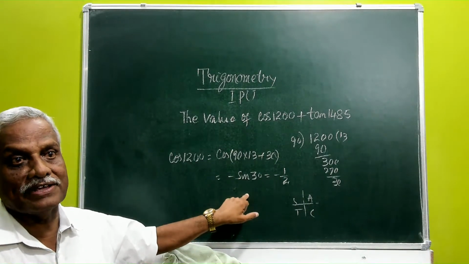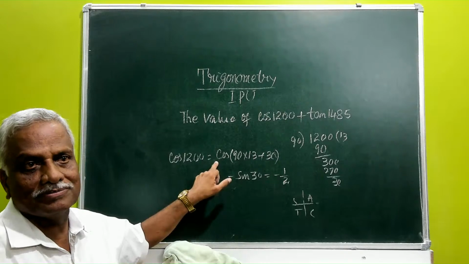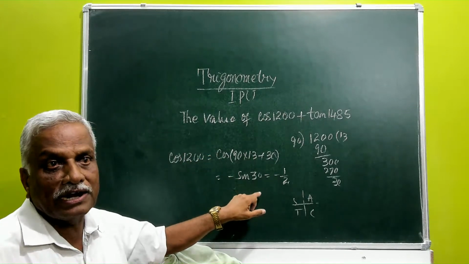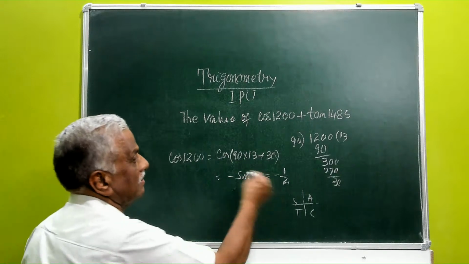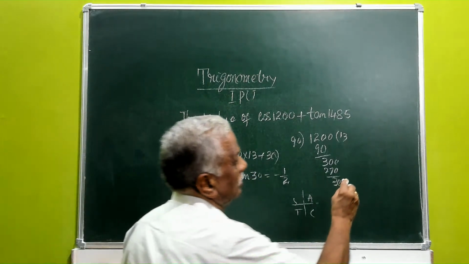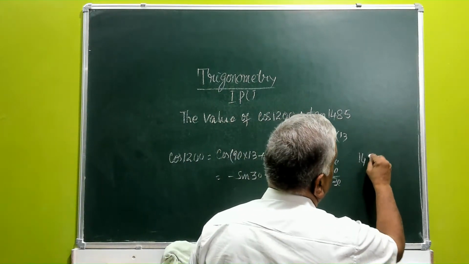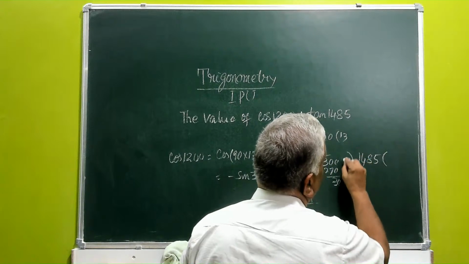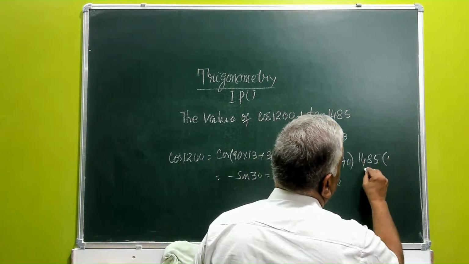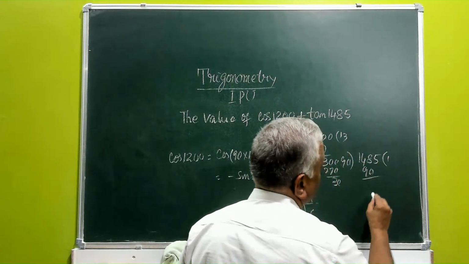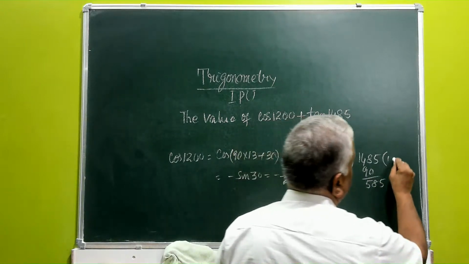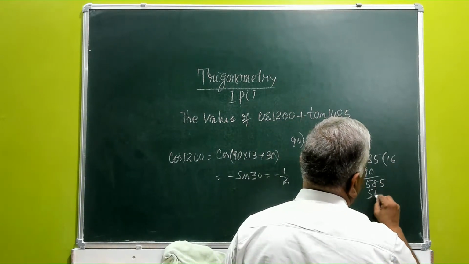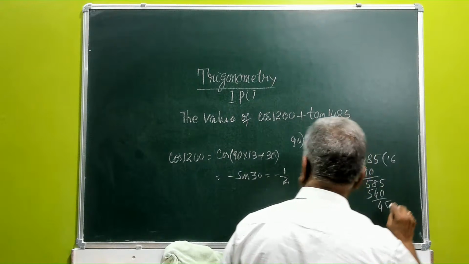We are not looking at the answer, we are looking at the problem. We put the sign looking at the problem. Problem is cos. So minus half. Now we have got one more: 1485. That also, let us divide by 90. 90 into 16 is 1440, you get 45.